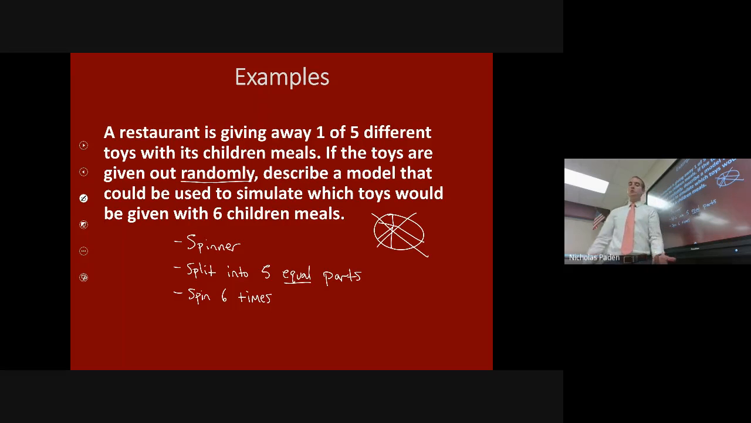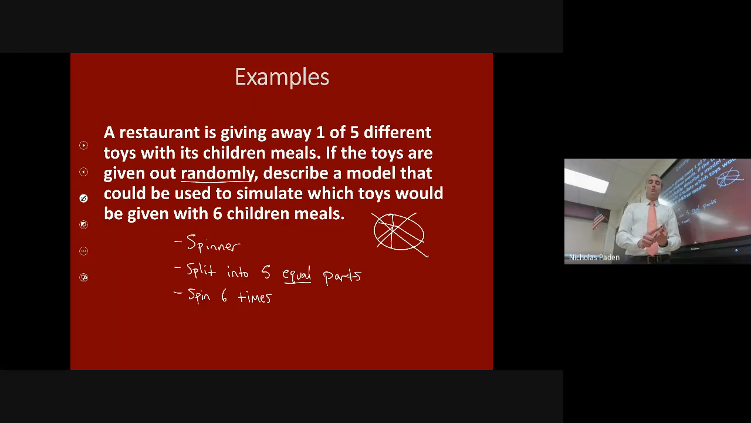Now, there's 2 other ways we could do this. If you would rather use a random number generator, you would need to use 1 through 5, 1, 2, 3, 4, 5. Assign each number to a different toy, and then do the random number generator 6 times. The other one we could use is pulling marbles out of a bag. You would need to have 1 marble of 5 different colors. So maybe a red, blue, yellow, green, and orange. And then each color represents a different toy. You pull one out, and then you put it back in, and then do it again 6 times. Make sure you put it back in because you always need to have 5 marbles in the bag whenever you pull out. So there are 3 different ways you could explain this.